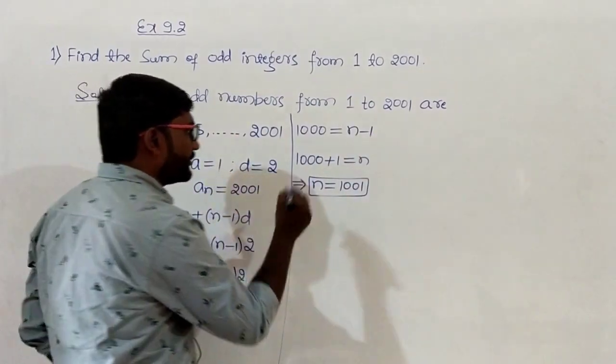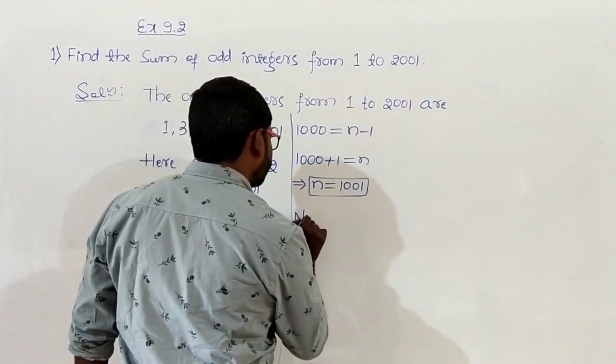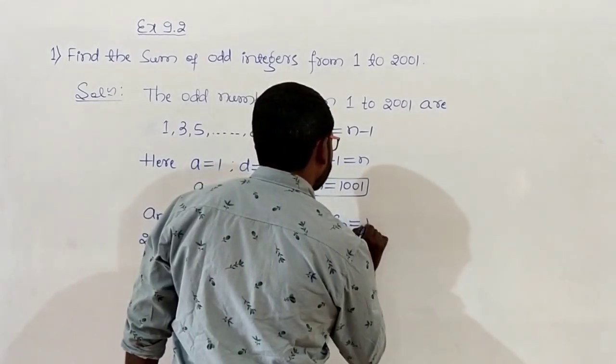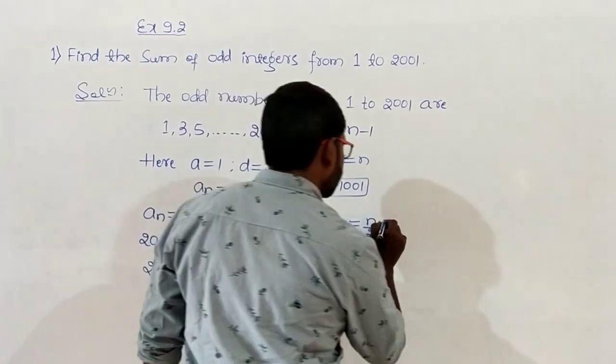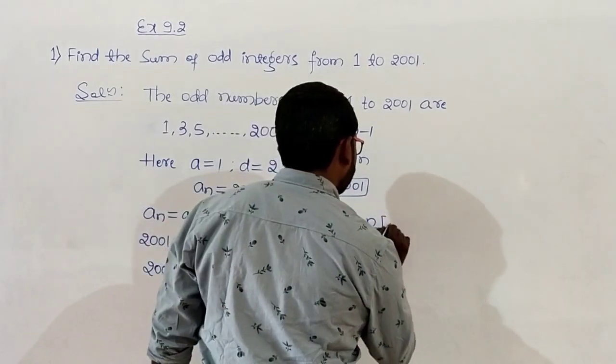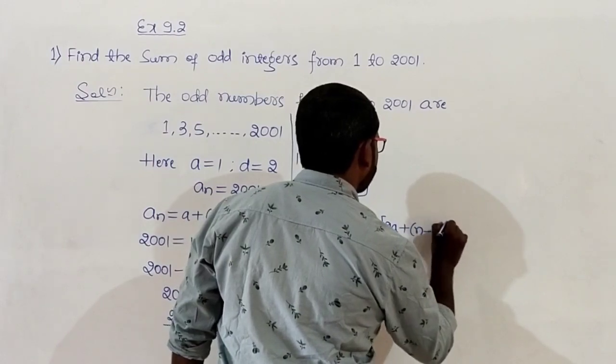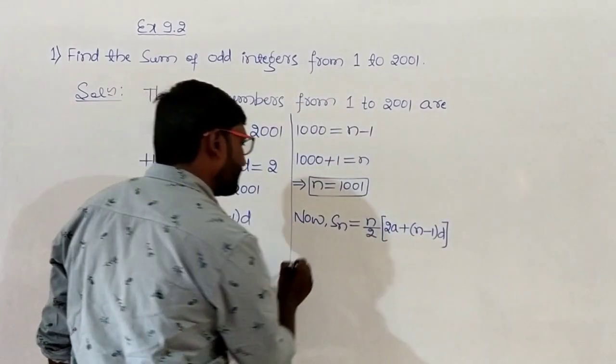So now we should go for the sum. Now Sn is equal to the formula n by 2 into (2a plus (n minus 1) into d). Substitute all the values now.